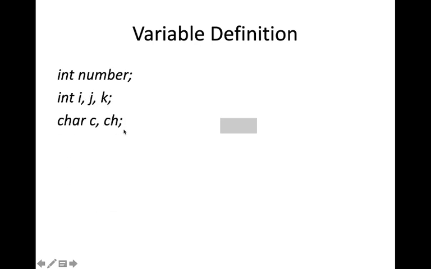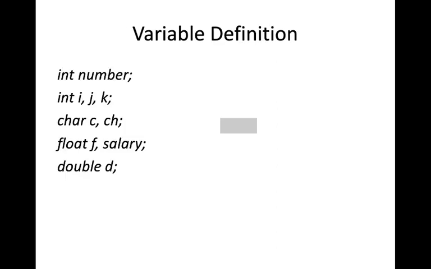Then char c, ch. Now we have declared char. So c is a character data type and ch is another character data type. Then float f, salary. So we have declared two variables, f and salary, of float data type. Then double d. So for double, 8 bytes of memory will be allocated.